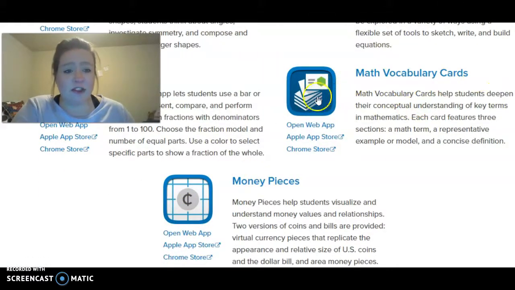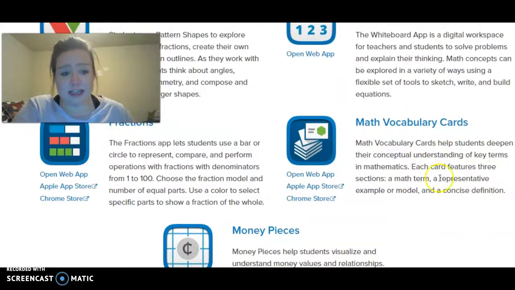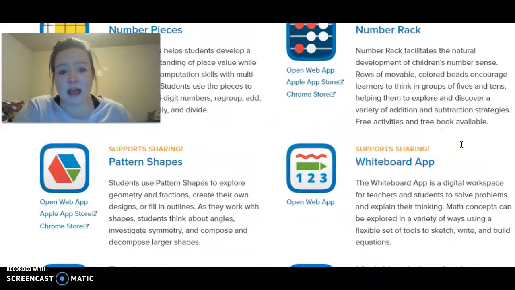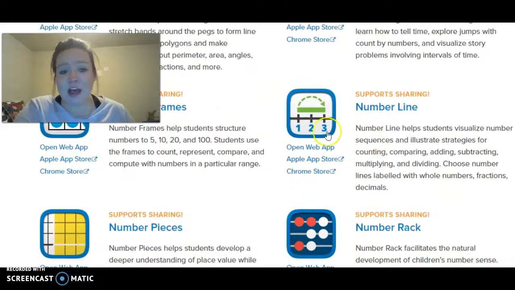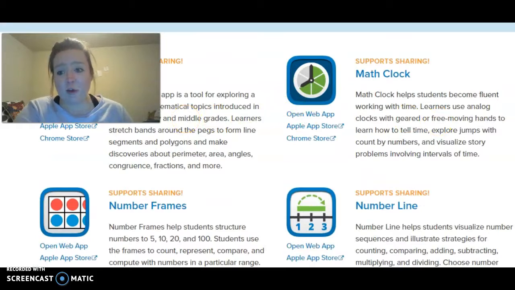And let me show you, there are vocabulary cards that you can use to help understand key terms in math. There's a whiteboard app. If you click on this, you can draw on it. There's a number rack, which you can use for counting. There's number lines, which are really, really good. And then there's a clock for when we get into working on telling time.